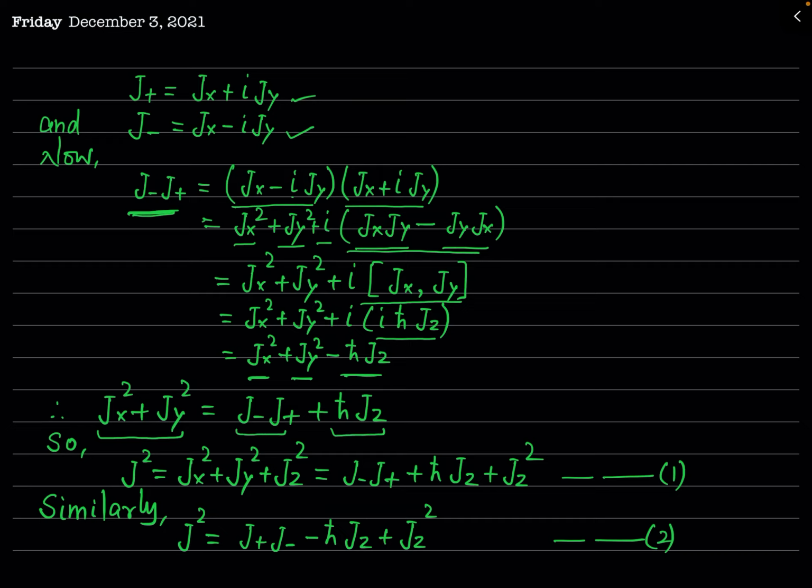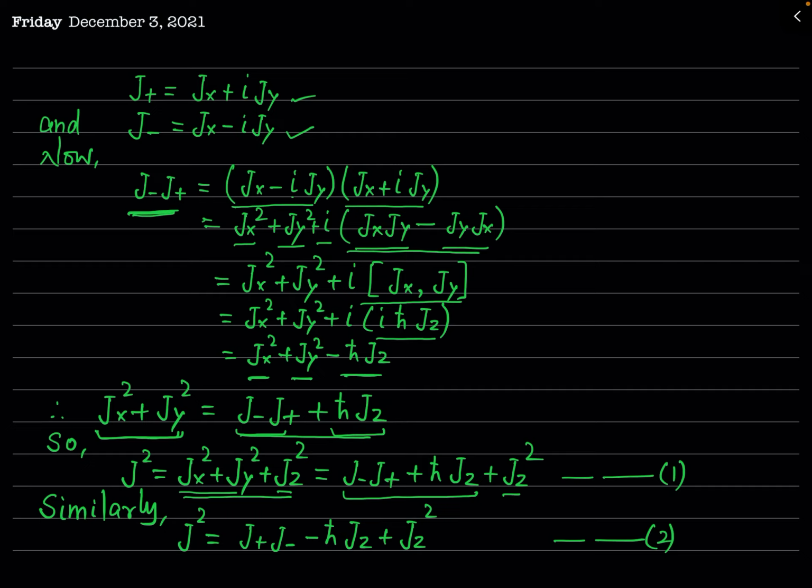h bar jz. Now we know that j square operator is equal to jx square plus jy square plus jz square. But this jx square plus jy square we have obtained, this is equal to this much. So replace this jx square plus jy square by this factor. You can see this will be j minus j plus h bar jz, and this jz square is at it, as you can see here.